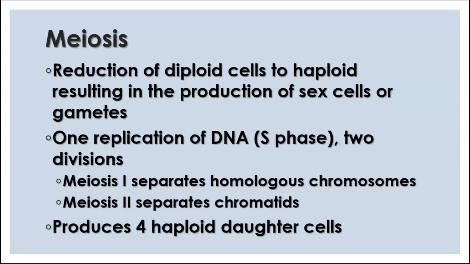Meiosis 1 separates the homologous chromosomes from each other. Remember, the tetrads join up, the duplicated homologous chromosomes line up together in the center of the cell, and then the homologous chromosomes separate from each other, and then meiosis 2 separates the chromatids from each other so that we get 4 haploid daughter cells as a result.